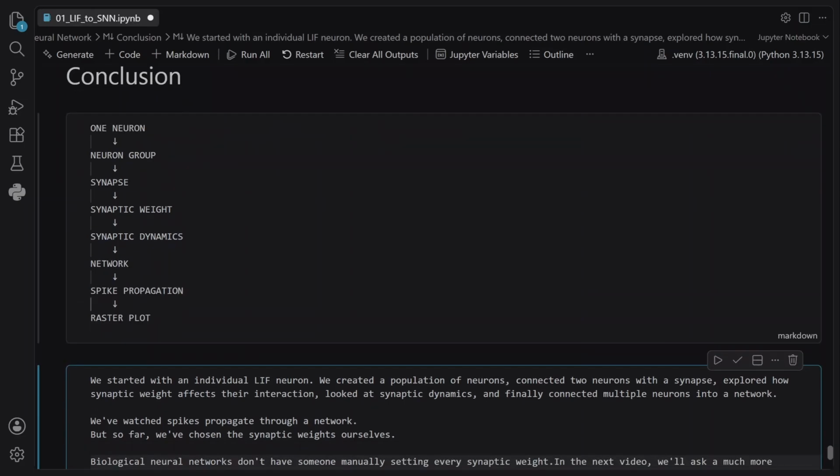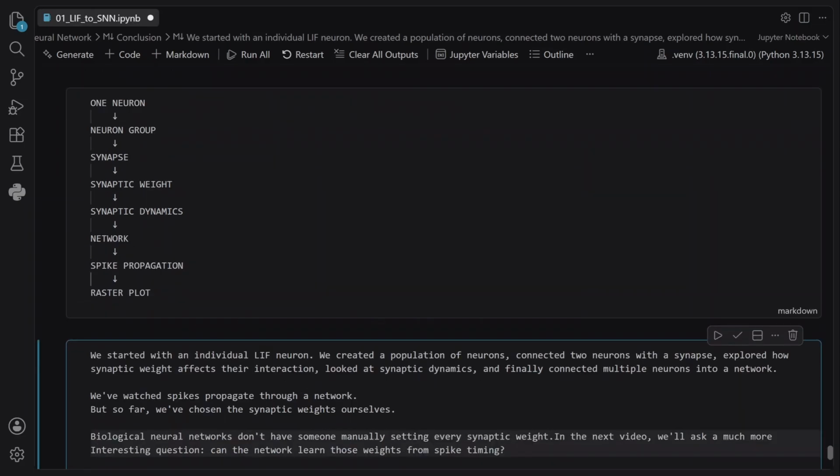So in this video, we started with an individual leaky integrate-and-fire neuron. We created a population of neurons, connected two neurons with synapses, explored how synaptic weight affects their interaction, looked at some synaptic dynamics, and finally connected multiple neurons into a network. We've also watched spikes propagate through the network.